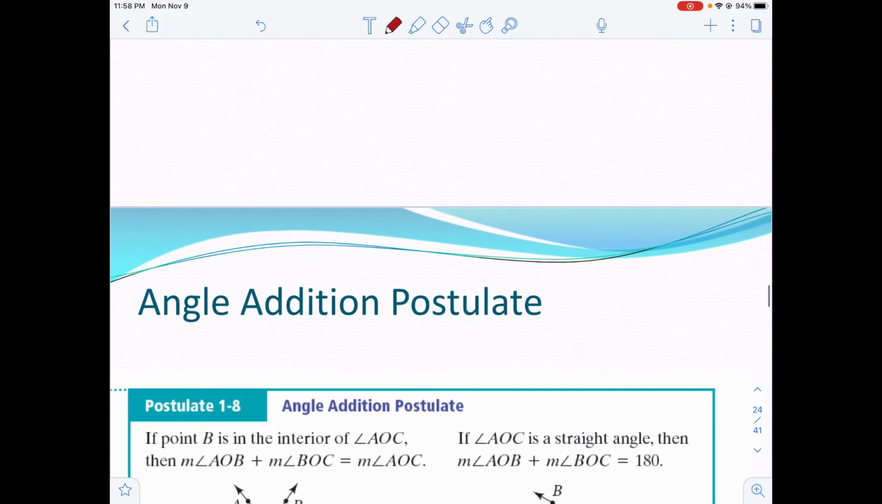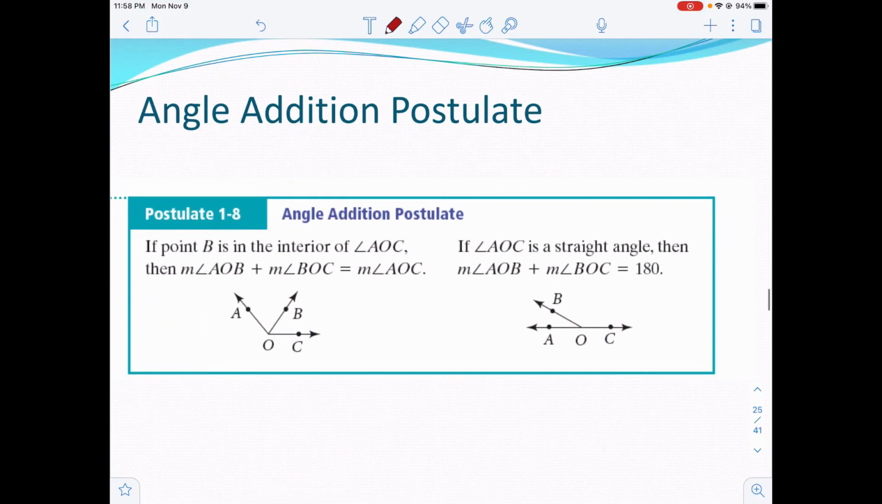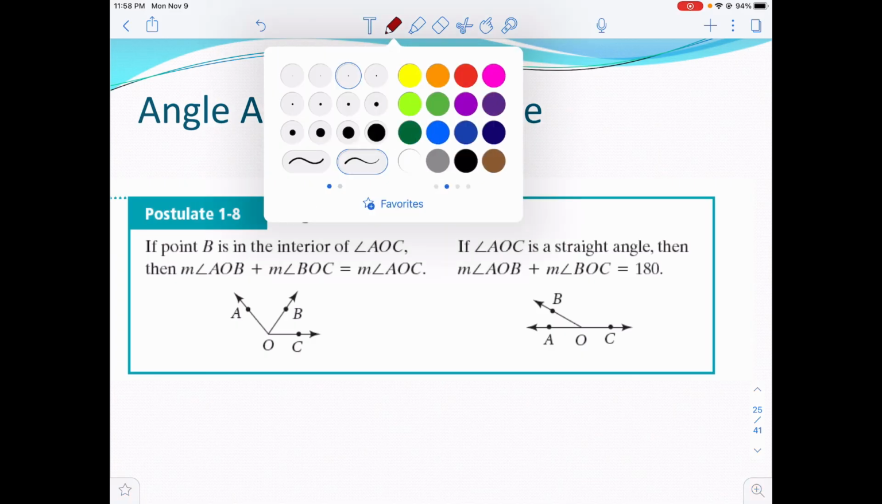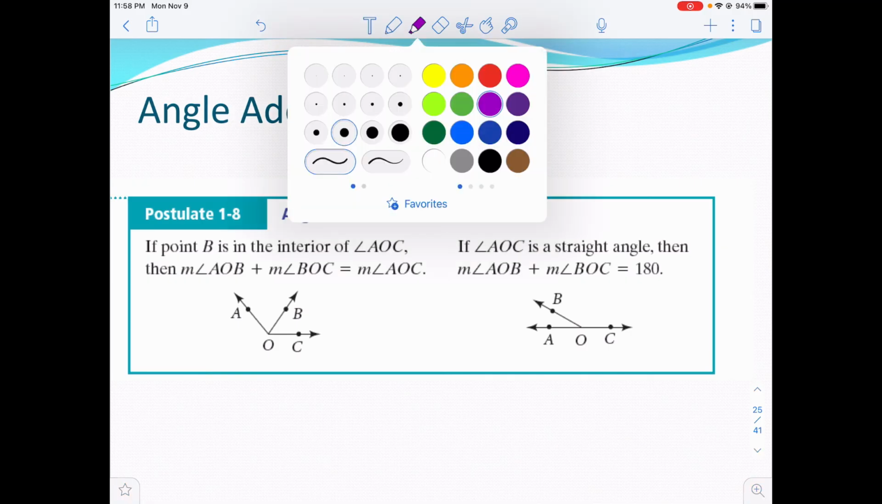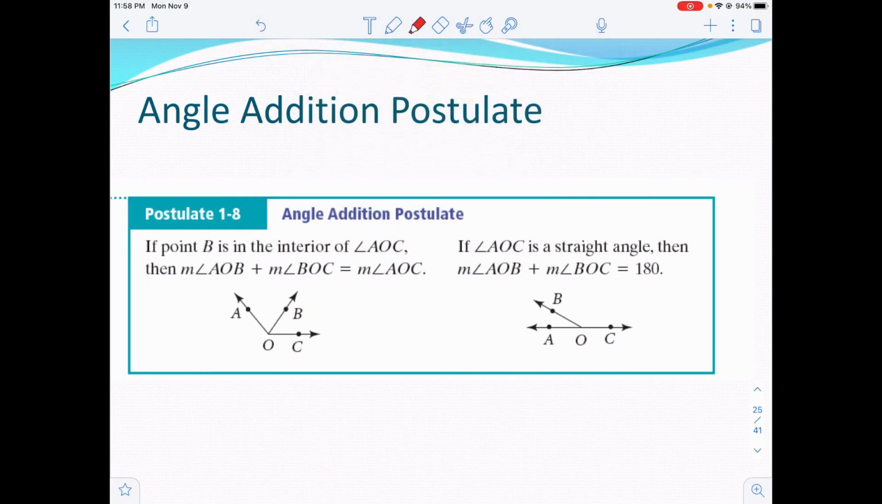All right, let's go ahead and talk about the last concept. Now, the last concept is your angle addition postulate. And your angle addition postulate is very similar to your segment addition postulate. So, what we want to know is that basically all we're saying is we're going to add 2 pieces of our smaller angle and make it equal to the larger one. So, what am I talking about?